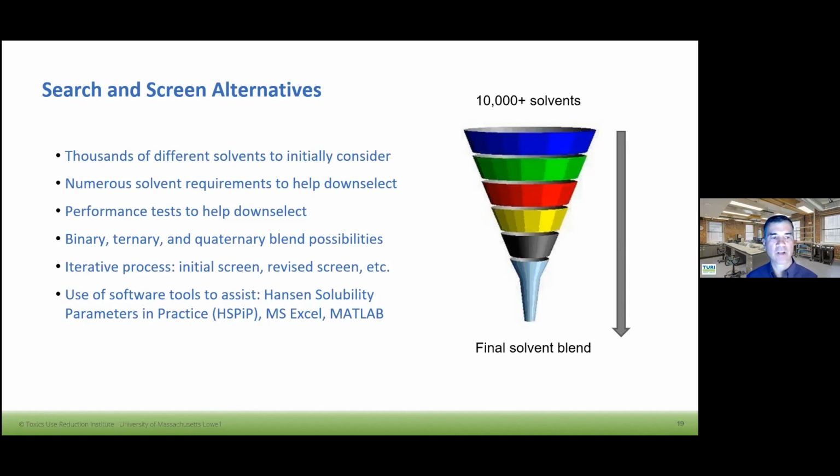And there's also software tools that can help in this process. So in addition to HSPIP, you can export the data out to Excel or MATLAB, so you can do further data manipulation and looking at other alternative blends, especially focusing on the cost and performance attributes, which isn't included in HSPIP. So between those different software tools, you can really manipulate the data and find the final solvent blends.